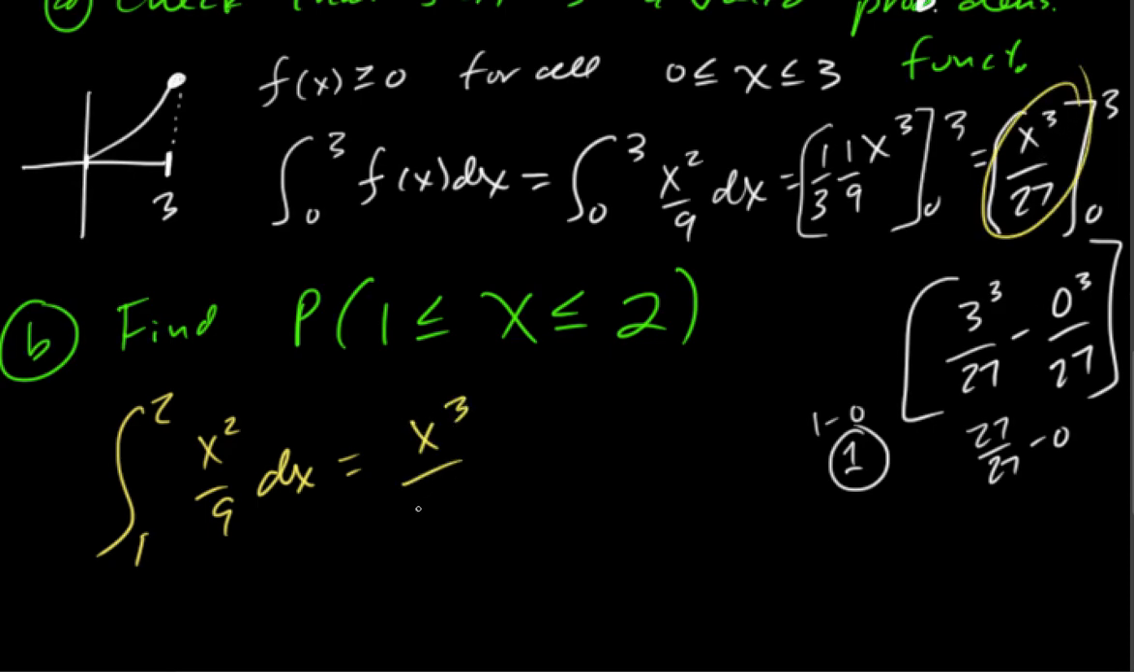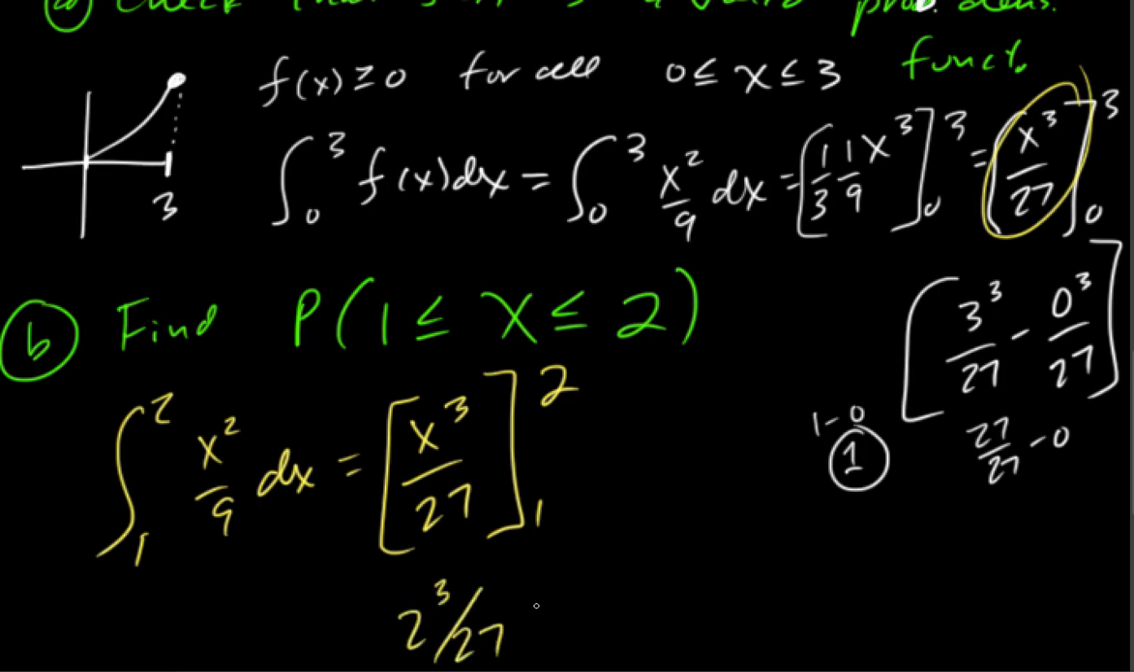X cubed over 27. This time we'll evaluate from 1 to 2. So 2 cubed over 27 minus 1 cubed over 27. So we're going to get 8 minus 1 over 27. So we get 7 over 27.